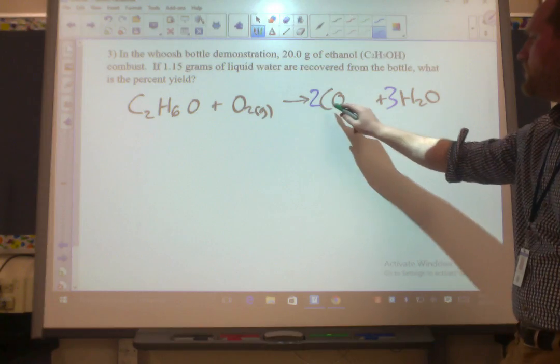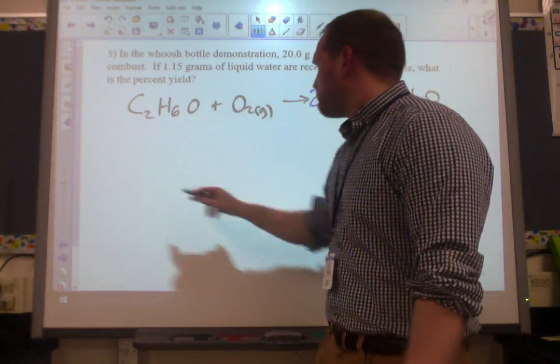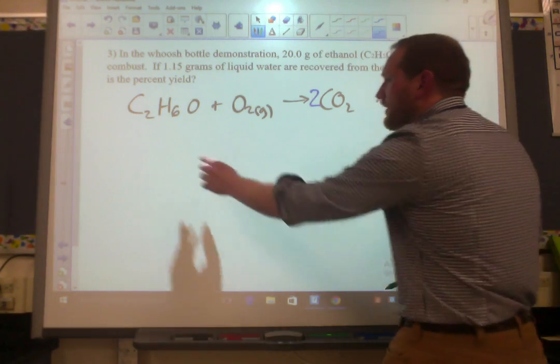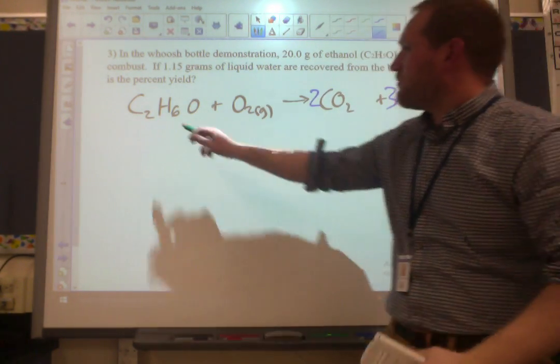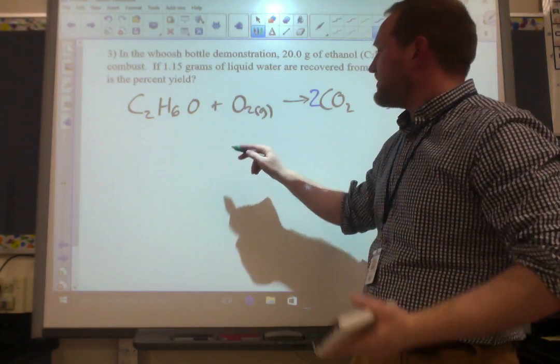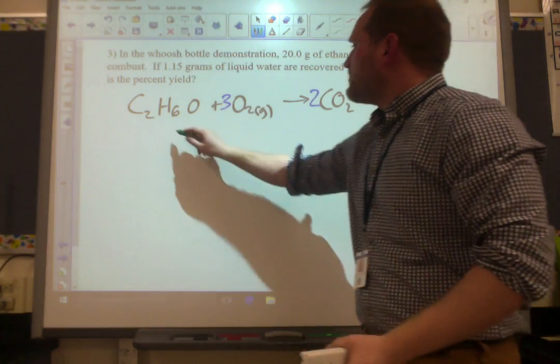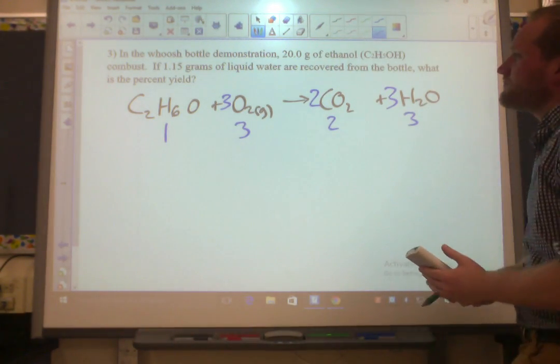So I have 2 times 2 is 4, plus another 3 is 7. I need 7 oxygens on this side to balance out. Now I could put numbers in front of this to get more O's here, but that would throw my C's and H's off. So let me leave the 1 here, meaning I need 6 more, and I'll put a 3 there. So 1, 3, 2, 3 is my mole ratio.